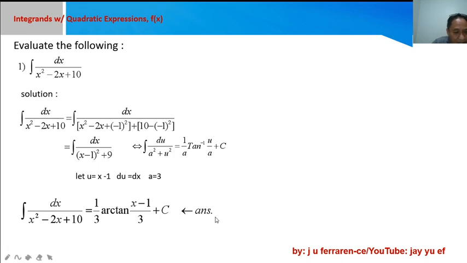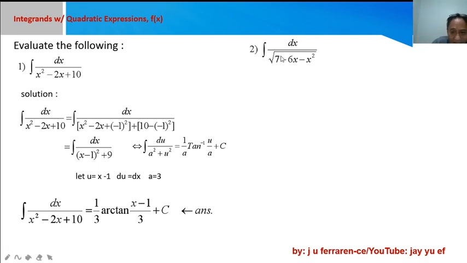So this is how to arrive with the answer when our given involves a quadratic expression, especially when that contains a first degree term. Wherein, we put it into a sum or difference of 2 squares by completing the square method. So it is easy if the coefficient of your second degree term is 1.